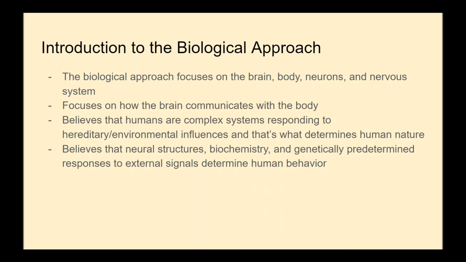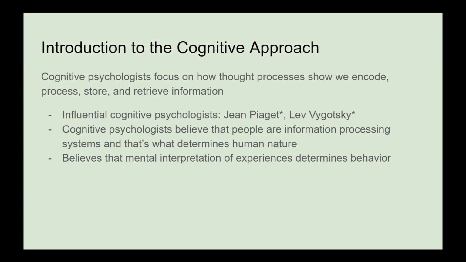Biological psychologists believe that neural structures, biochemistry, and genetically predetermined responses to external signals determine human behavior. Then we get into the cognitive approach. Cognitive psychologists focus on how thought processes show how we encode, process, store, and retrieve information.